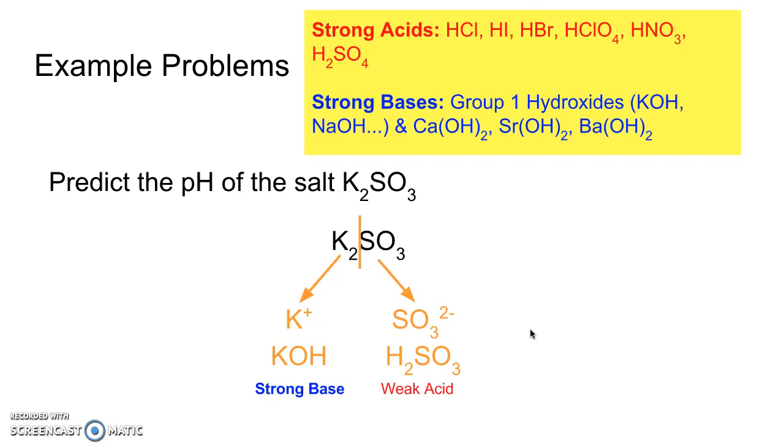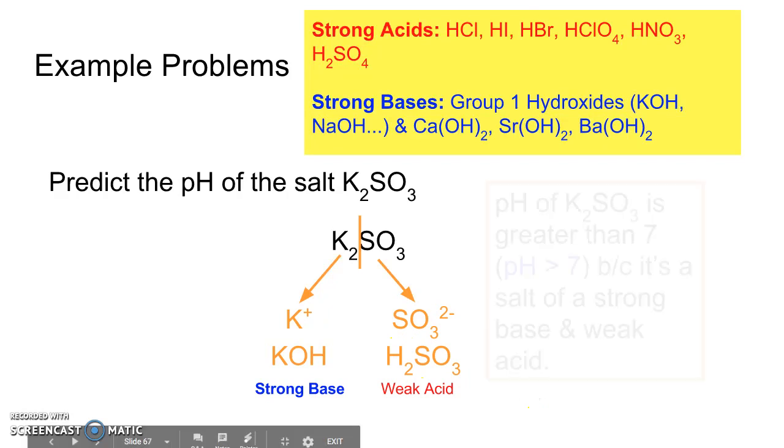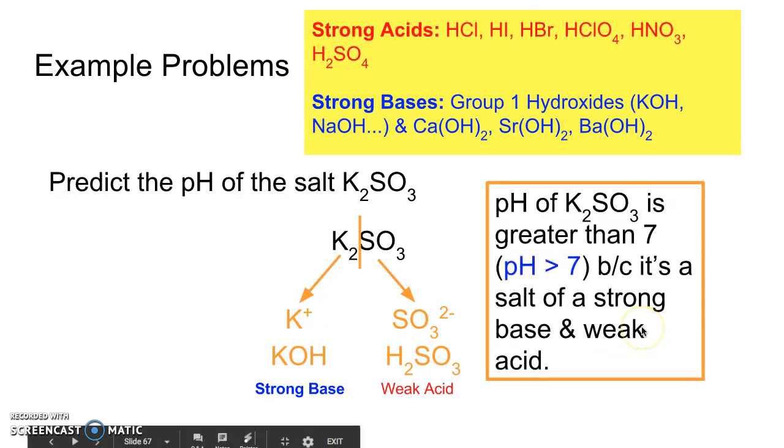So now it's time to predict. So what do you think it'll be? You have a strong base and a weak acid. This salt comes from a strong base and a weak acid. What do you think the pH will be? Great. The pH is going to be greater than 7. It's going to be slightly basic because it came from a strong base and that dominates over the weak acid.